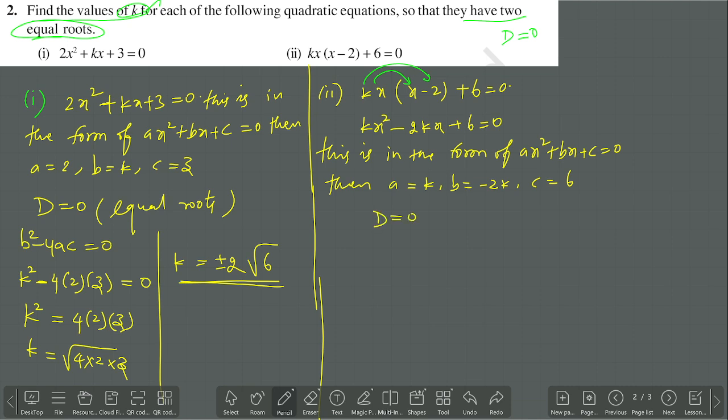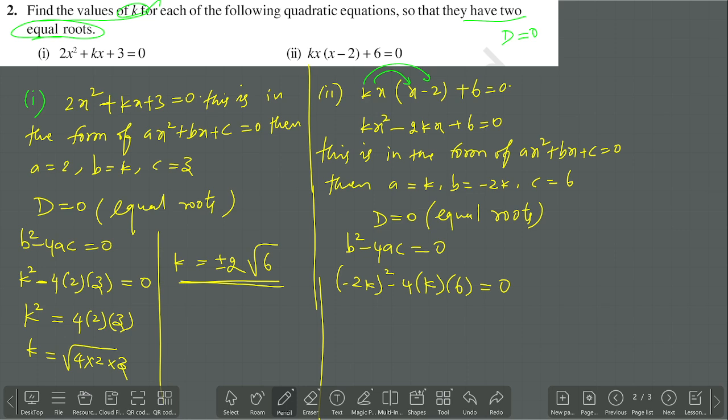Now we have to go for D. What are they telling? D equals 0, because they said very clearly equal roots. Go for D. D is what? B square minus 4ac equal to 0. B value we know very well here. Minus 2k square minus 4 into a value k and c value 6, which is equal to 0.